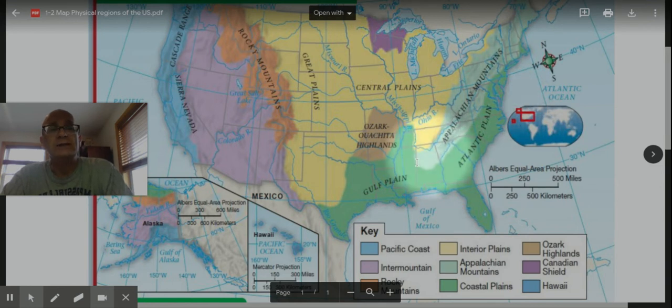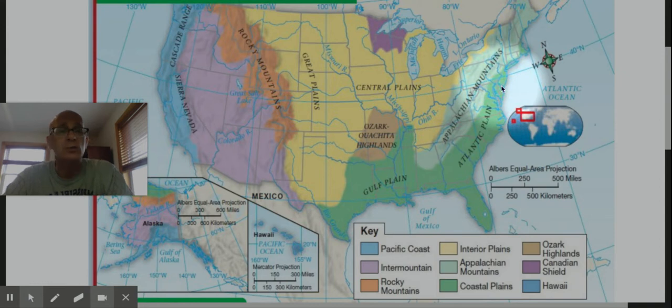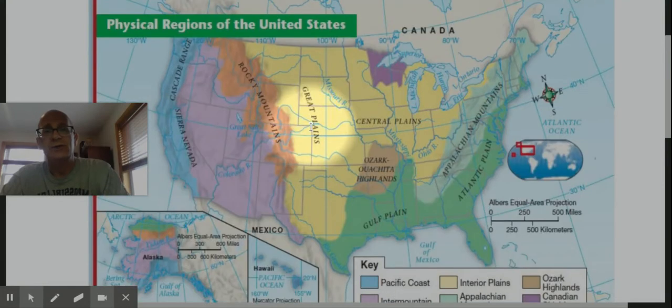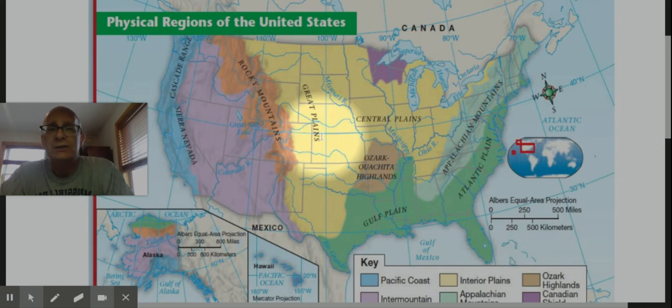The coastal plains, the green area on the physical region map. The coastal plains is the easternmost region of the United States, and it's divided into two subregions. The Atlantic plain, right here, okay, which lies between the Atlantic Ocean and the Appalachian Mountains, and the Gulf plain down here, which lies along the Gulf of Mexico. So this green area here is going to be considered the coastal plains. Also included in this physical region of the United States map, we've got some of the most important and some of the larger river systems in our country.